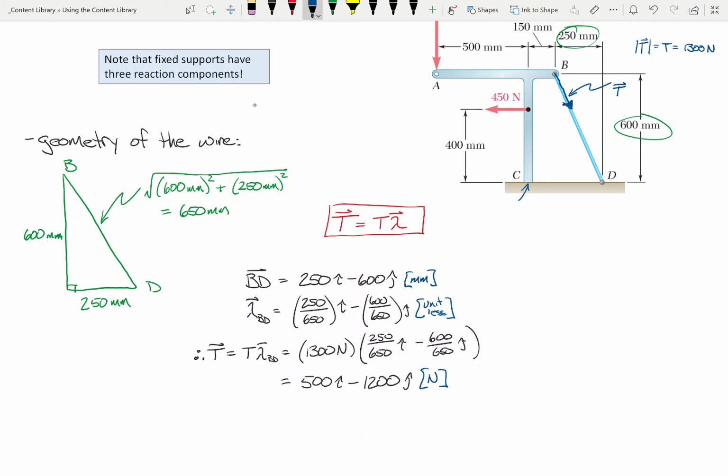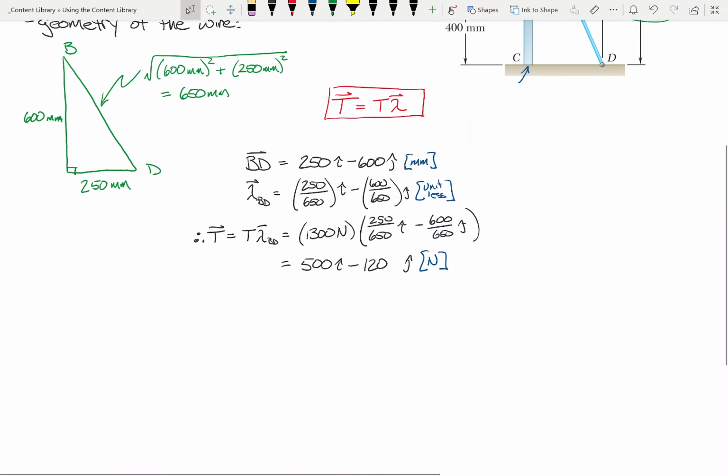And that is in newtons. The reason why that's valuable is because I'm going to replace this tensile force on point B. Instead of an angled force, I'm going to replace it with a force in the x direction and a force in the y direction. And so I'm going to have 500 in the x direction and 1200 in the y direction. So let's see what that looks like. Let's draw a free body diagram of the frame.